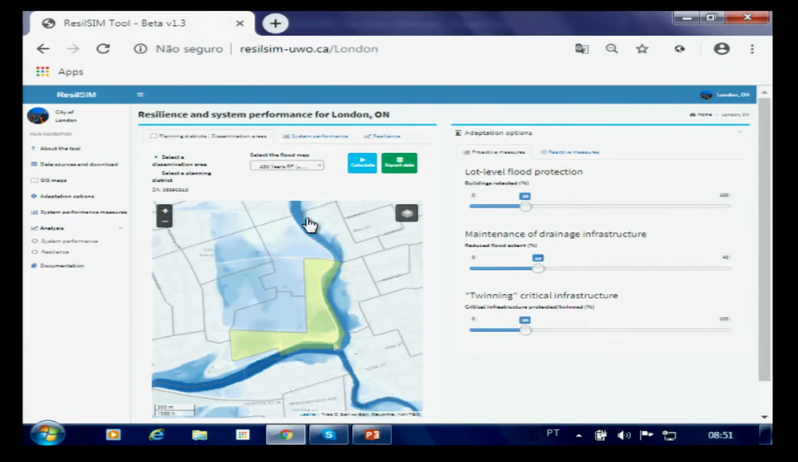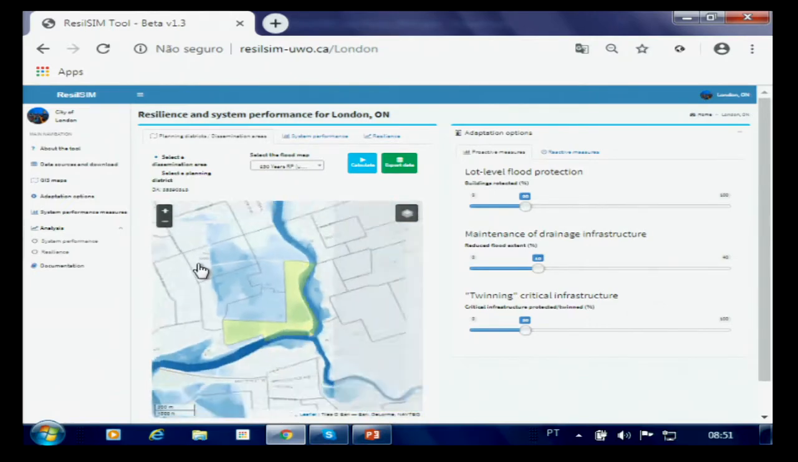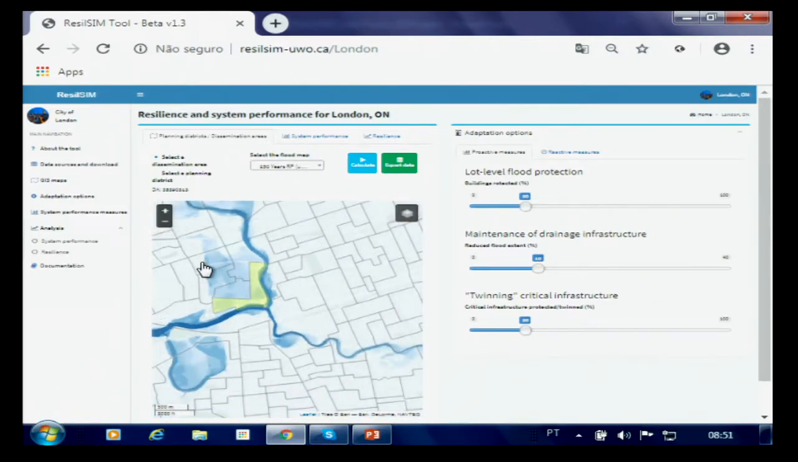The system has, as you can see, three major parts. On the left-hand side is the information presented for the location. You can zoom in, zoom out. All the information is, as you can see, in the spatial resolution that I was mentioning earlier. That's the so-called dissemination area. For these dissemination areas, we have, from Census Canada, all the information about the population, land use, and lots of details that can be of value in calculating the resilience.